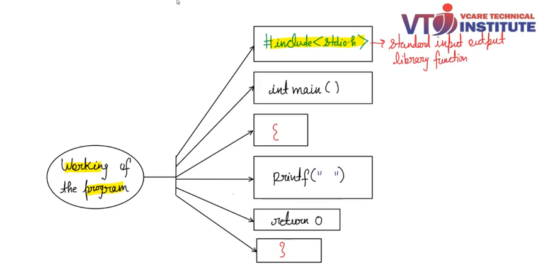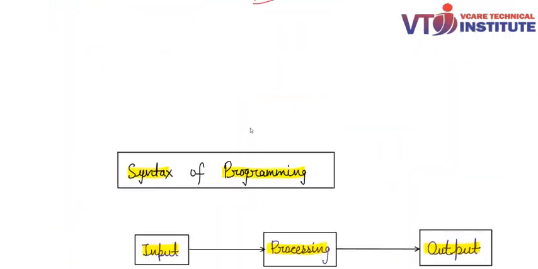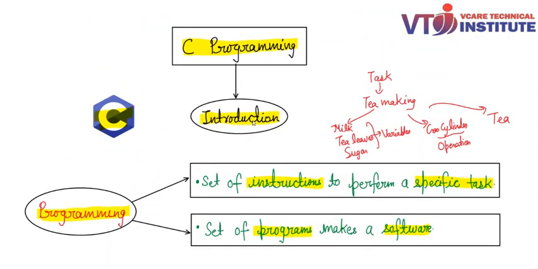So it's a standard input output library function. It includes the input and output method. Now let's move to some previous lectures. As I have told you in the first slide, programming is a set of instructions to perform a specific task. This is our task of tea making, and we need variables, a gas cylinder, and operations.